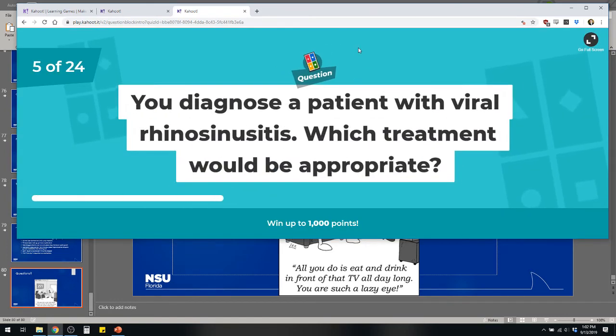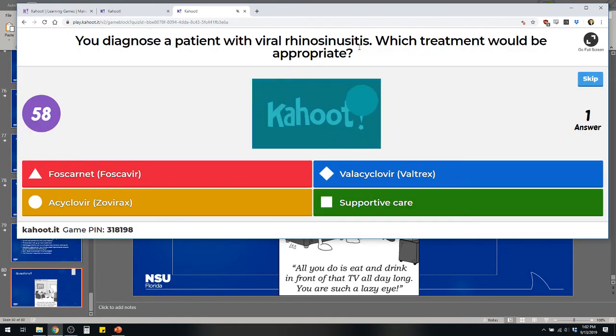You diagnose a patient with viral rhinosinusitis. Which treatment would be most appropriate? Foscarnet, valacyclovir, acyclovir, or supportive care?